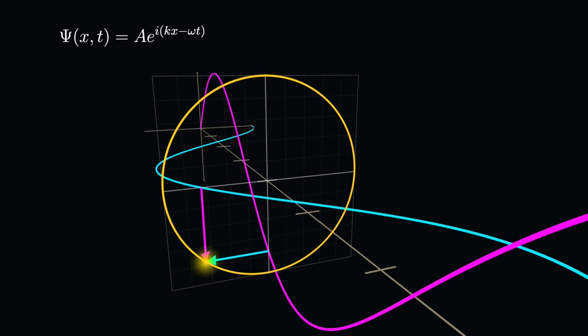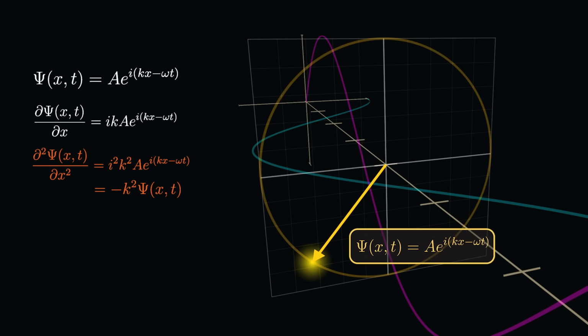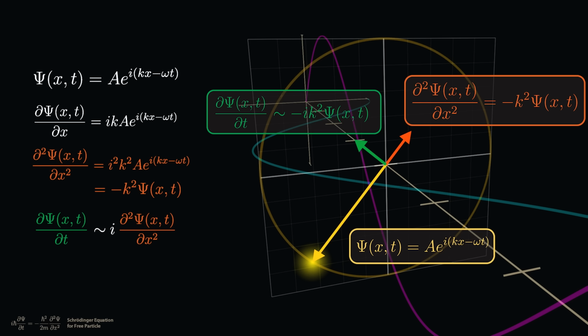Differentiating our plane wave twice with respect to position gets us minus k squared times our original plane wave psi. So just as we saw numerically, this spatial derivative is directly across the origin from our wave function value on the complex plane, and its magnitude depends on the spatial frequency k of our plane wave. Remember that Schrödinger's equation tells us to multiply this value by I to get d psi dt, which rotates our spatial derivative by 90 degrees. And it's this vector that effectively pushes our wave function around the complex plane.